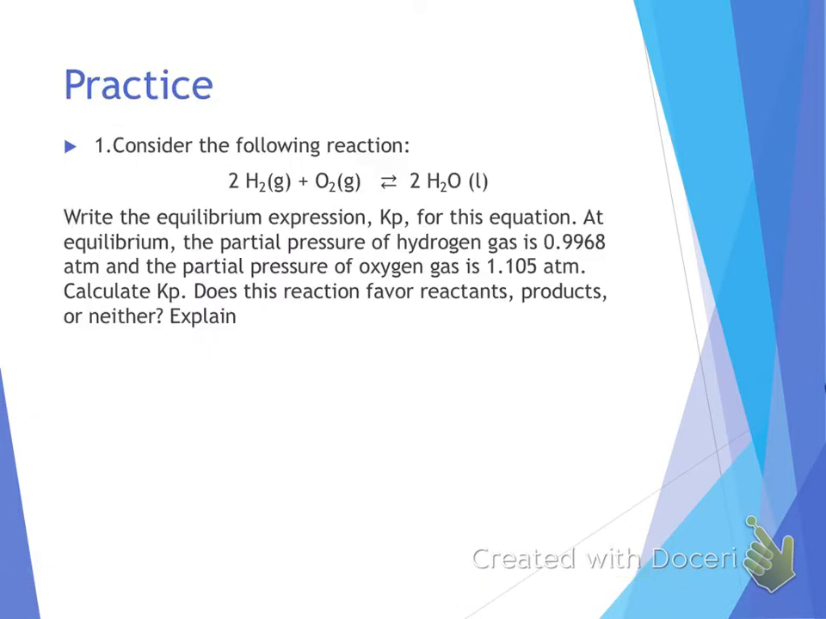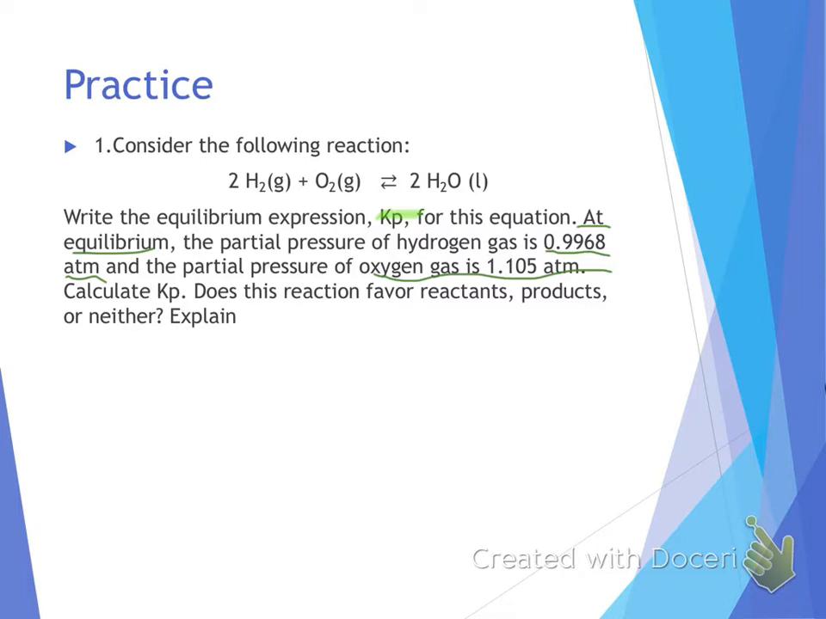So on our first example here, we're looking at this little reaction for the synthesis of our liquid water. We want to write the Kp, and then we're given some of our partial pressures at equilibrium here. So at equilibrium, we have partial pressure of hydrogen and oxygen. We want to go and calculate what that Kp is.